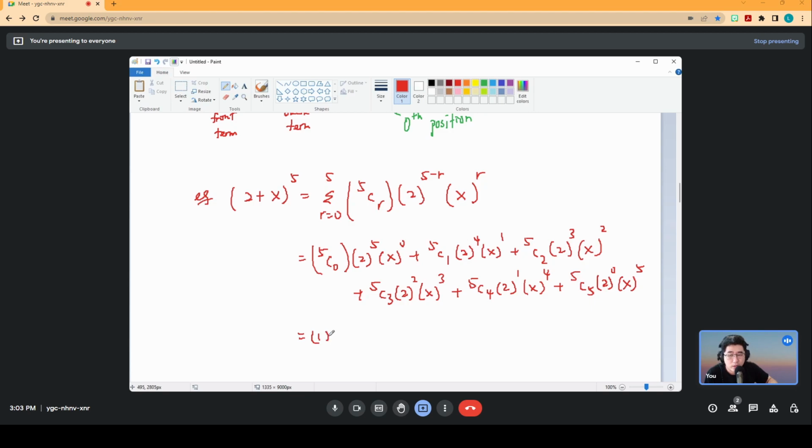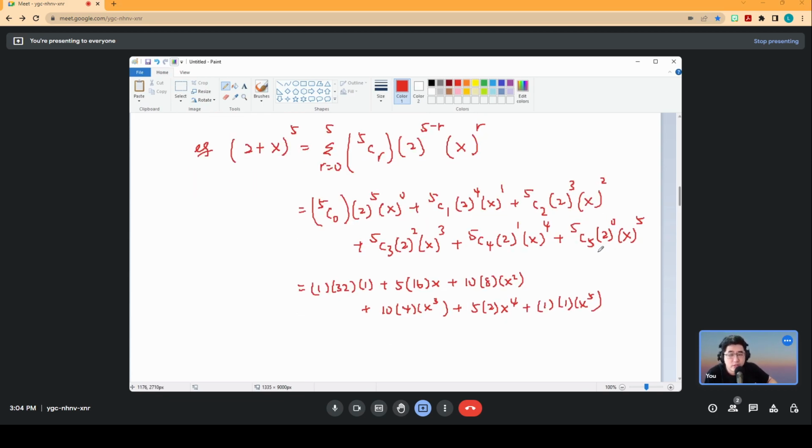So this is a 1, this is 32, this is a 1, this is a 5, this is a 16 and x, and this is a 10, 8 and x squared. Then this is a 10, this is a 4 and x cubed. This is a 5, 2, and x4. And you have 1 and 1 and x power 5.